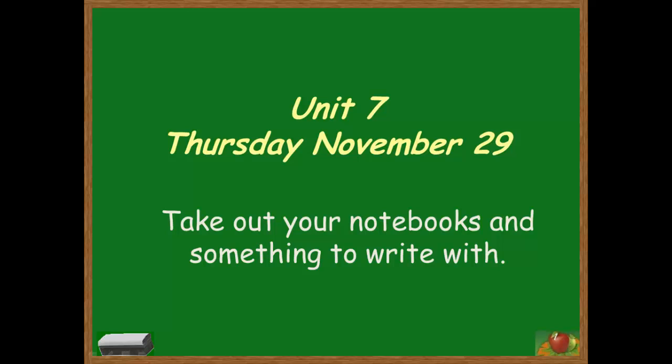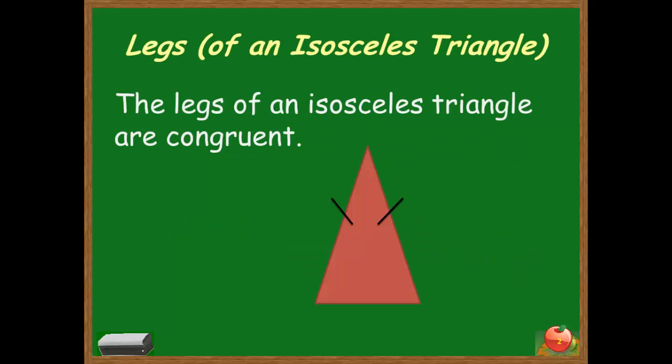So make sure you've got your notebooks open to a new page. You can write the date at the top. This is Unit 7, and we're going to go ahead and get started. All right, we've got 3 vocabulary words today. The first one is legs. Legs. Go ahead and write it down. You can draw this picture, and then we're going to label it.